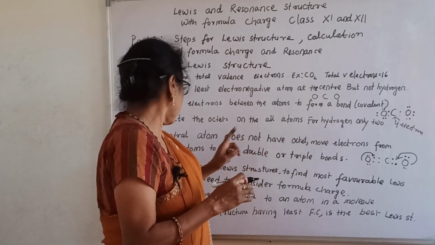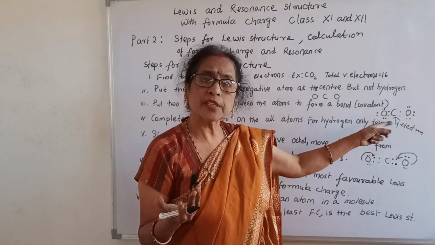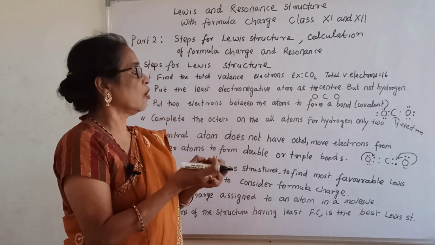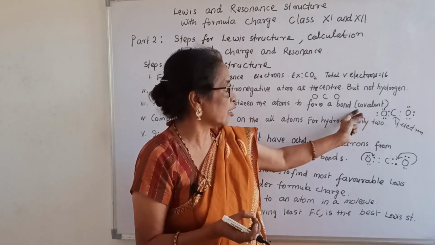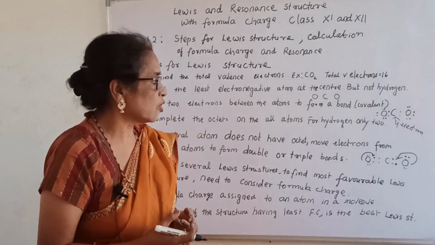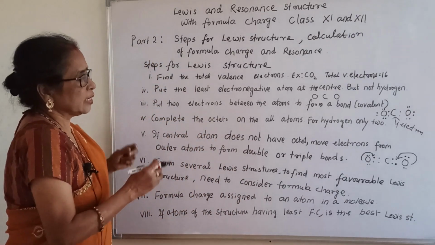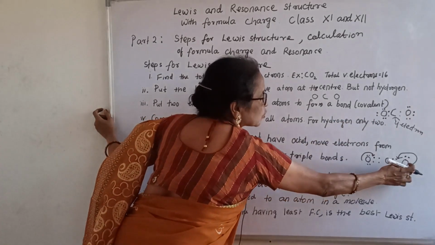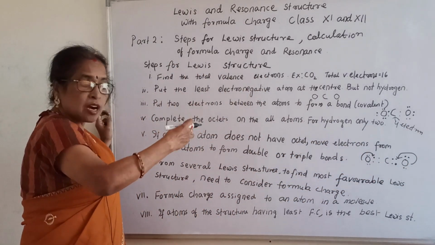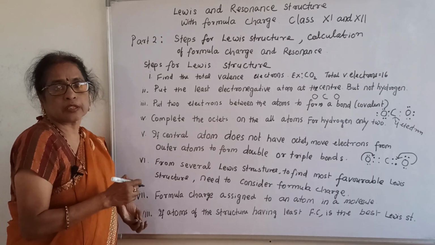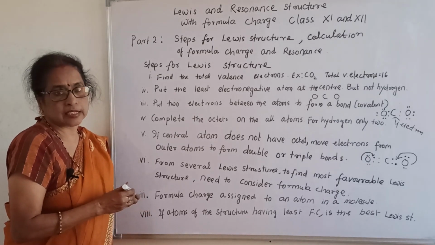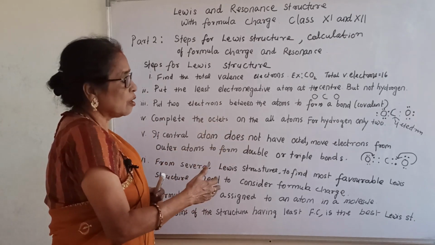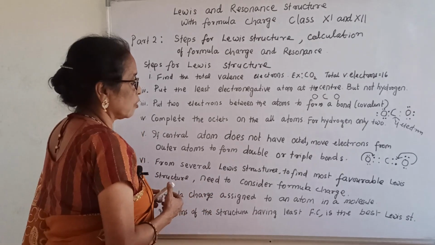Then move electrons from other atoms. What are the other atoms here? One oxygen on the right and one on the left. We will move electrons from the other atoms to the center atom, because the center atom is not satisfied by the octet rule. So 2 electrons from oxygen move towards the center, carbon. Similarly, on the right side also 2 electrons move from oxygen to carbon. Now see, all are satisfied by octet configuration.